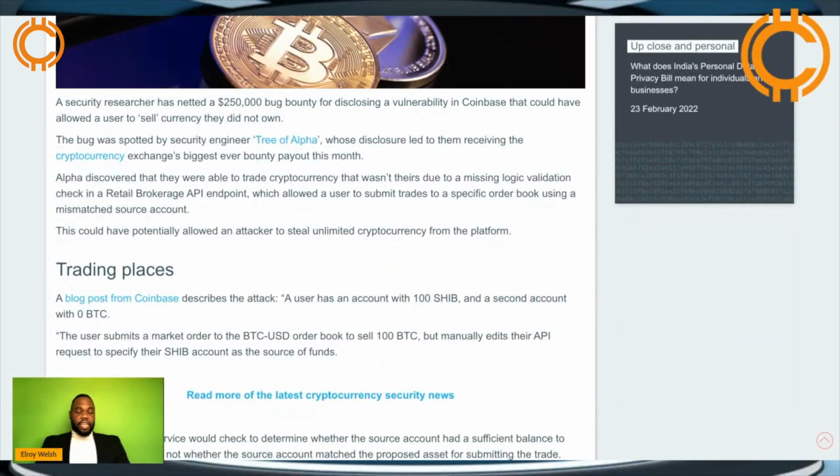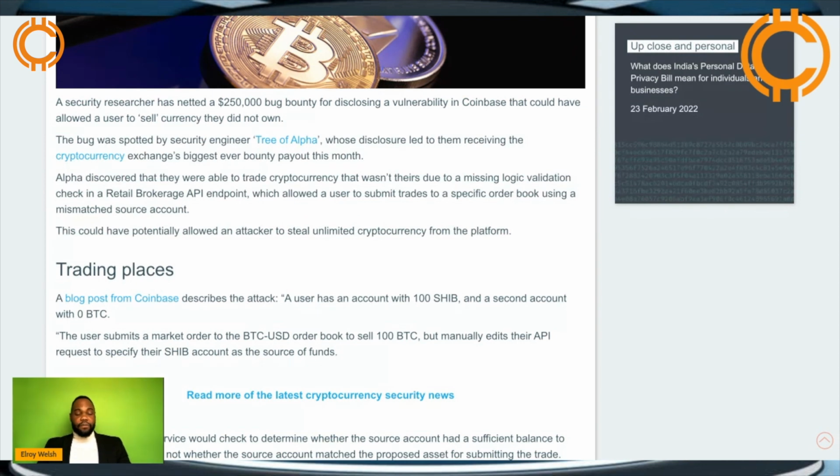So the article says, a security researcher has netted a $250,000 bug bounty for disclosing a vulnerability in Coinbase that could have allowed a user to sell currency they did not own. The bug was spotted by security engineer Tree of Alpha, whose disclosure led them to receiving the cryptocurrency exchange's biggest ever bounty payout this month.